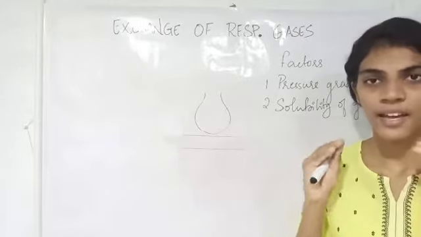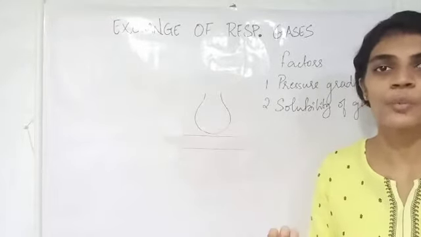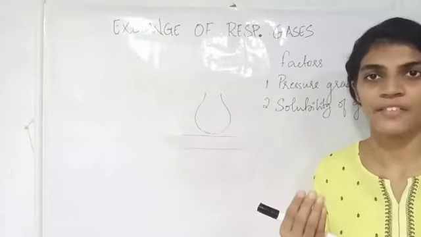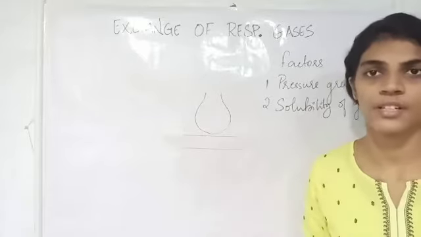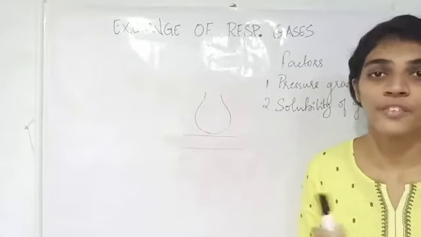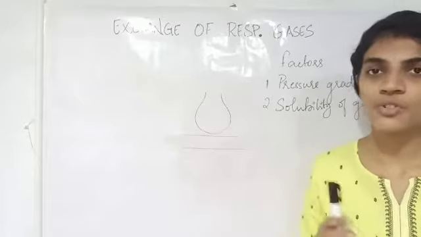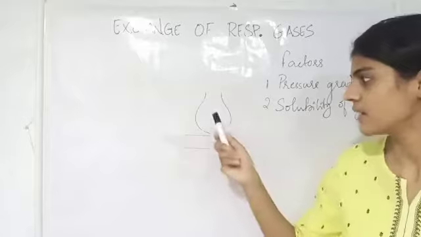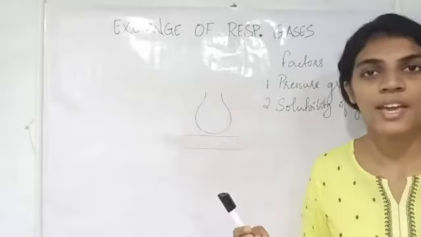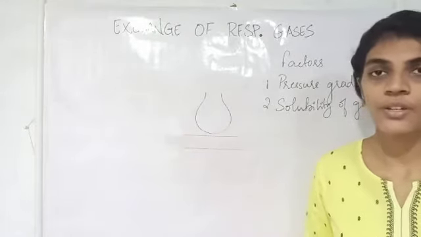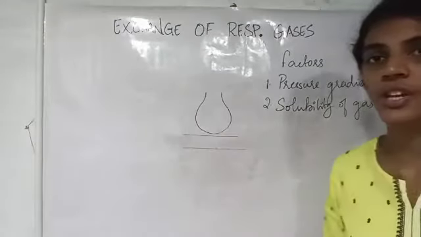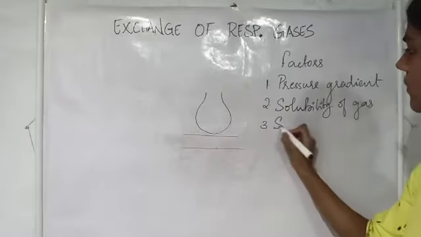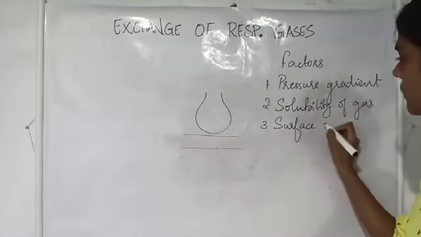So a gas which has higher solubility can have more diffusion; it will have more diffusion power. So solubility of gas is very much important here. Since oxygen has higher solubility, the molecules of oxygen can diffuse across this membrane with such ease. So the second factor is solubility of gas, and the third one is surface area.